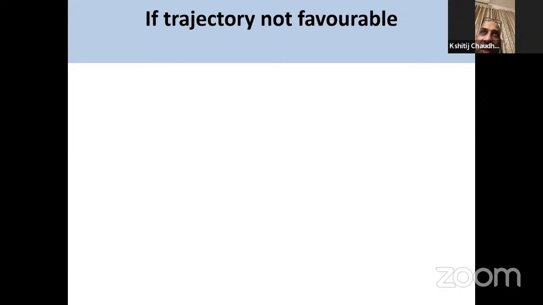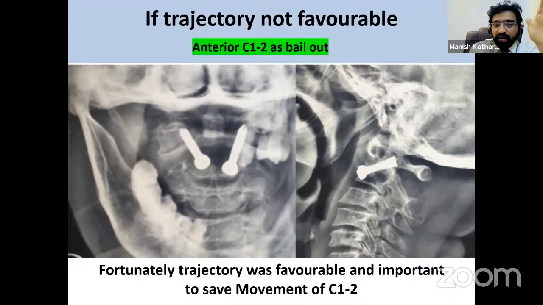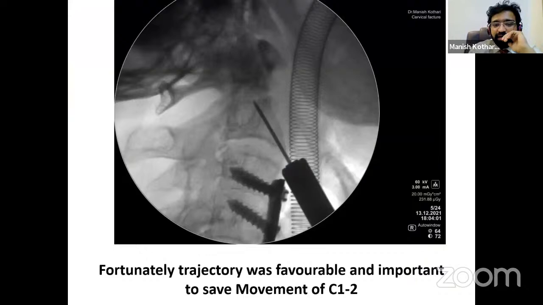Manish, anterior C1-C2 fusion is another choice. You can put transarticular screws. Yeah, that was what I was prepared to do. If I don't get the trajectory, I can do a C1-2 fusion. This is a different case, not this case, one that I've done previously. I was prepared for that. So I went ahead and did an odontoid screw in this. Again, it is not against convention, but I thought I'd get away with it.